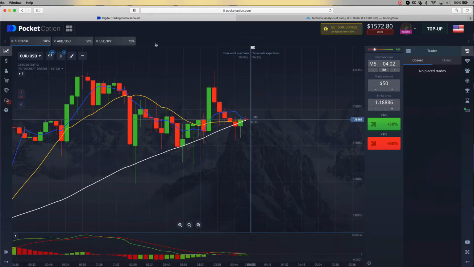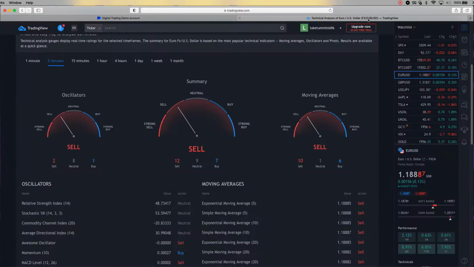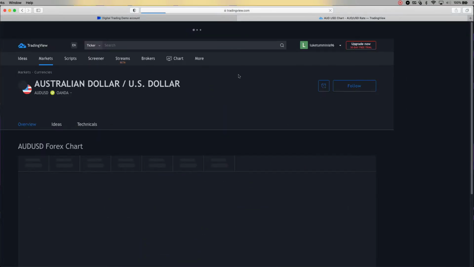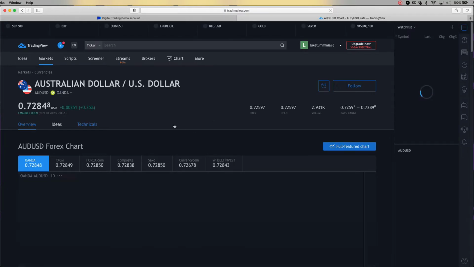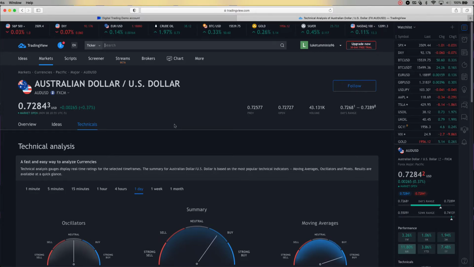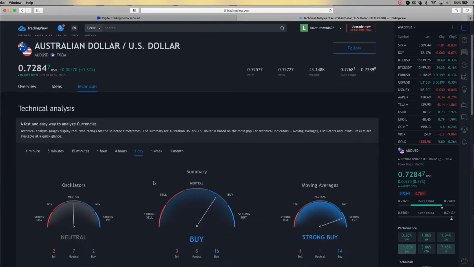We got two more here. We got AUD USD. So we'll come back over here to TradingView and type in AUD USD. And again, you want to click on the one that says Forex-Oanda FX. You could click on Crypto-Kraken Bitcoin, but I just like to go based off of this one. Then you want to come over here and click on Technicals. And then, of course, you want to click on 5 minutes because we are doing 5-minute trades.